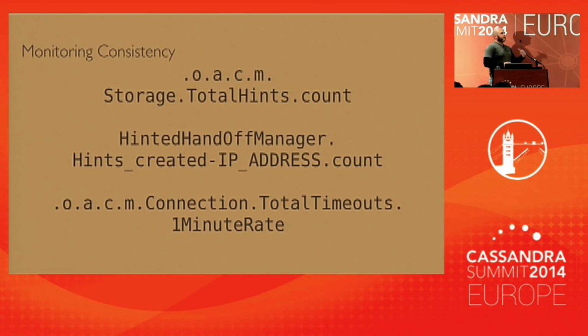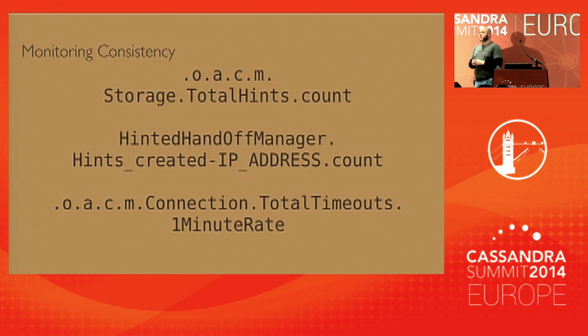And lastly, we can look at the timeouts that are occurring. So I said there were 2 places that we store hints. When we start a write request, if a node's down, the coordinator will store a hint. If the node's up and we start the request and it doesn't come back before the RPC timeout, then we also store a hint.